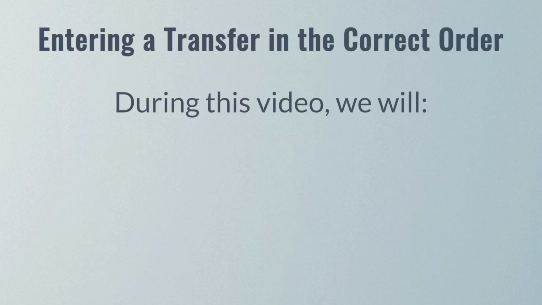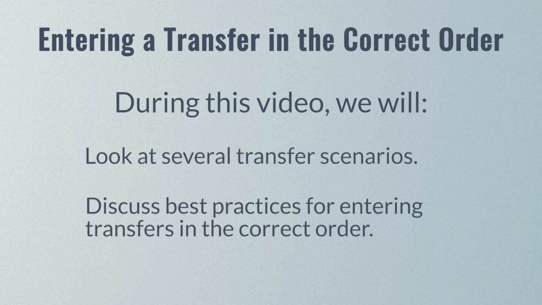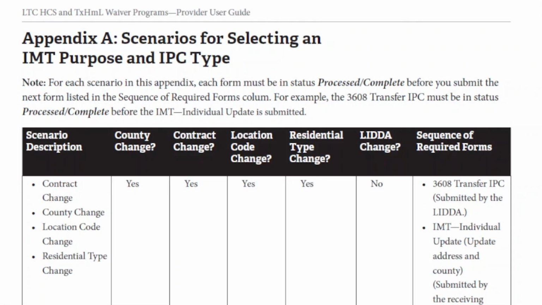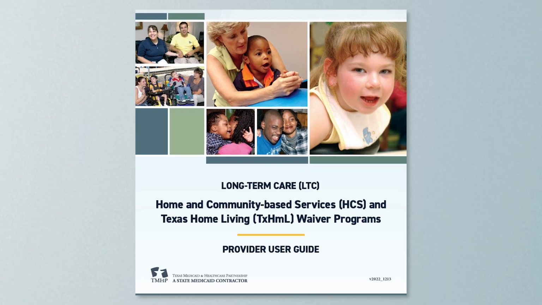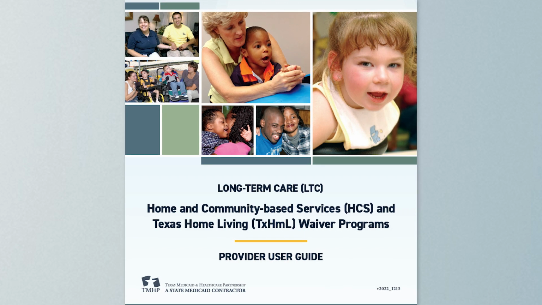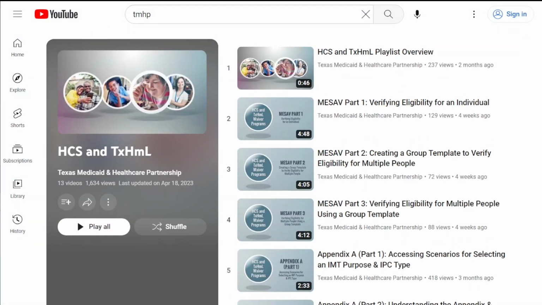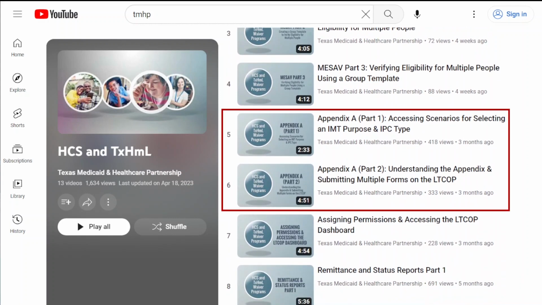During this video, we'll look at several transfer scenarios and discuss best practices for entering transfers in the correct order. We recommend you reference Appendix A Scenarios for selecting an IMT purpose and IPC type in the LTC, HCS, and Texas Home Living Waiver Programs Provider User Guide for help determining the order in which forms should be submitted. You can also watch the two-part Appendix A video series located in the HCS and Texas Home Living YouTube playlist.